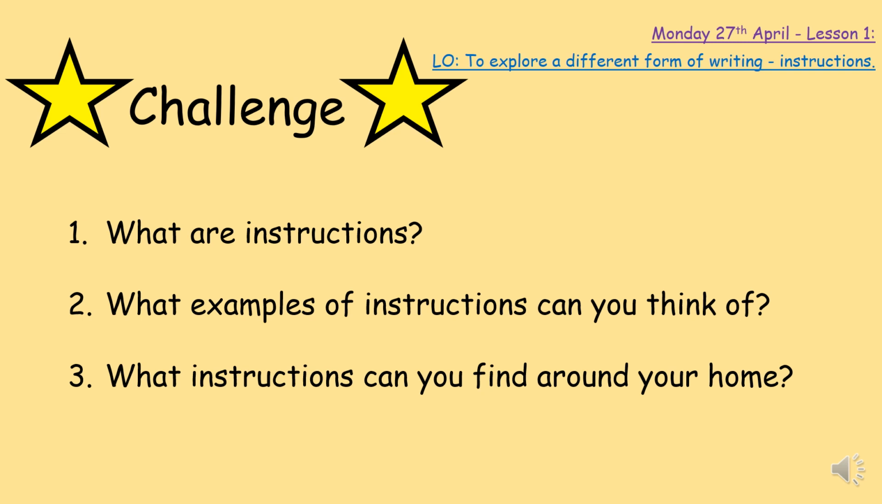And the third question is, what instructions can you find around your home? So you might have some recipe books in your kitchen. You might have some different instructions around your house. Maybe you've got some new furniture. Maybe you've had a game or a set of Lego, and there might have been instructions in there to tell you how to make it. Go and have a look around your home and see if you can find any sets of instructions.